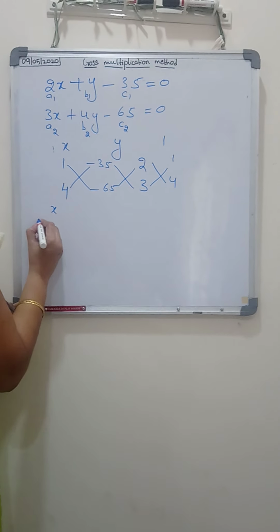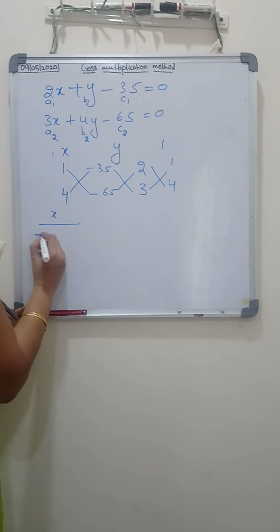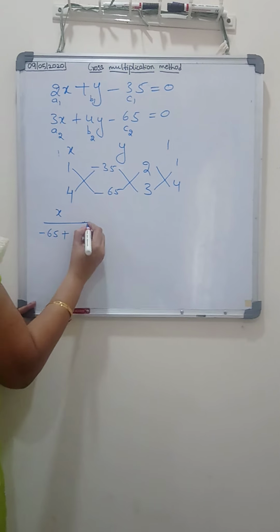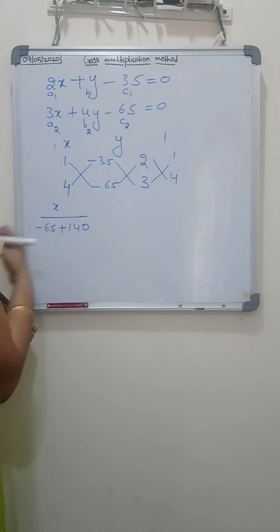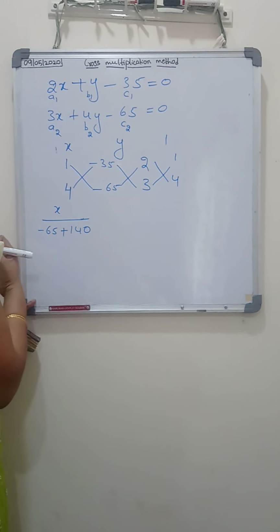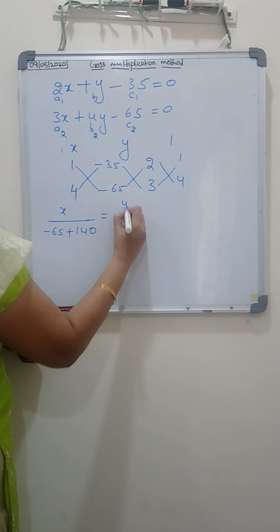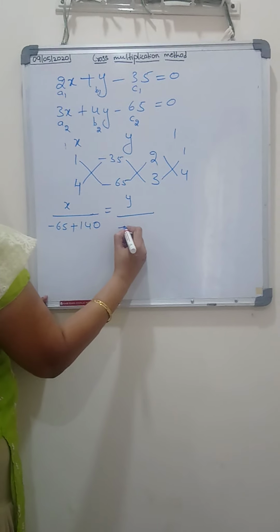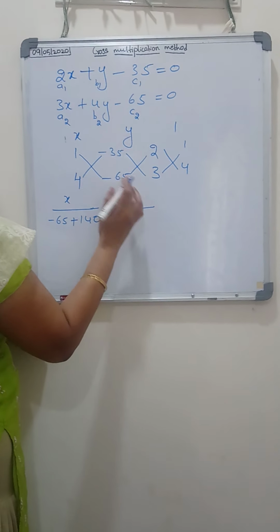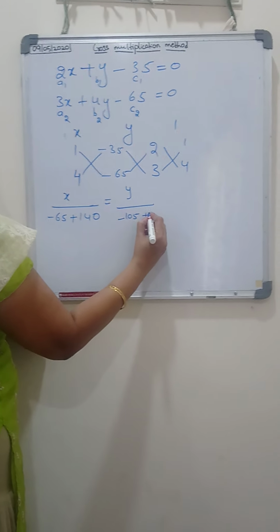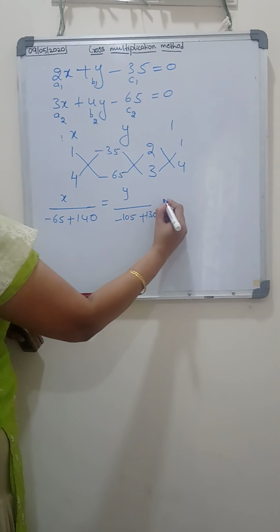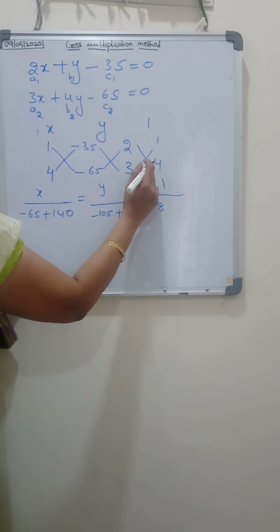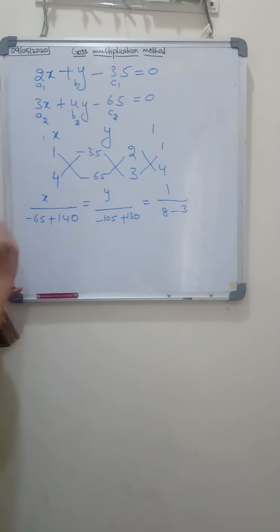X by 1 into minus 65, minus into minus plus, 35 fours are 140. Yes children, 35 into 4 is 140, equal to y by minus 35 into 3, minus 105, minus into minus plus, 65 twos are 130, is equal to 1 by 2 fours are 8 minus 3 ones are 3. First you write like this, children.